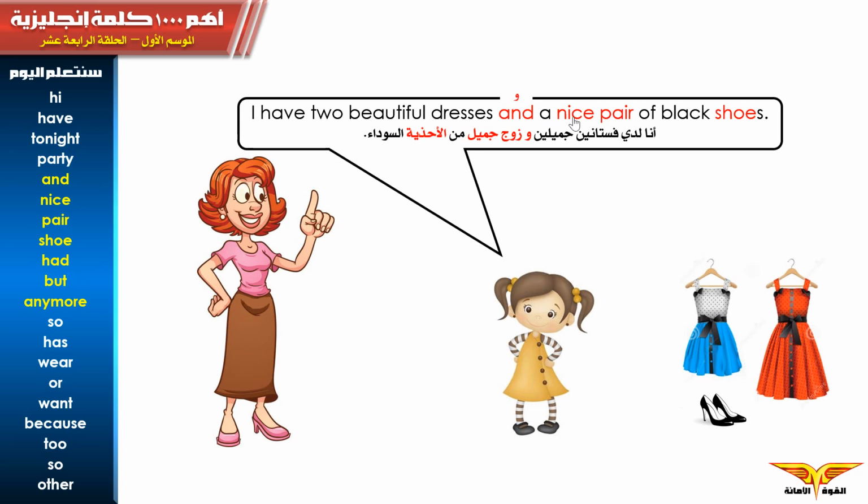And. Nice pair. زوج المقصود بها هو اثنين، وليس المقصود زوج وزوجة، لا، المقصود هو اثنين. Shoe لاحظ أن زوج الأحذية لا يسمى shoe، الفردة الواحدة تسمى shoe، ولكن الاثنين نسميهما shoes. I have two beautiful dresses and a nice pair of black shoes.